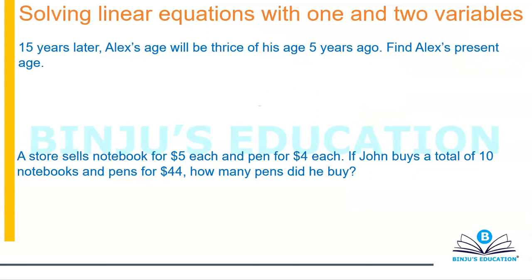So, solving linear equations with one and two variables. The first question is based on solving a linear equation with only one variable. Let's read the question. 15 years later, Alex's age will be thrice his age 5 years ago. Find Alex's present age. Now, whenever you talk about this chapter, linear equations, there are at most three things that you have to do, no matter what type of question you have. The very first thing is you have to read the question and determine the variable.